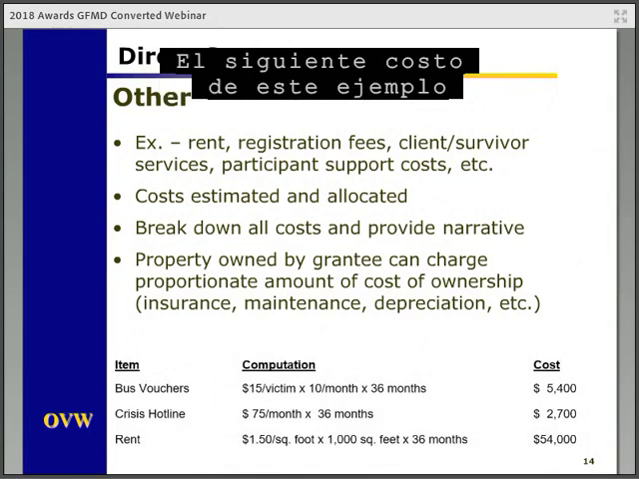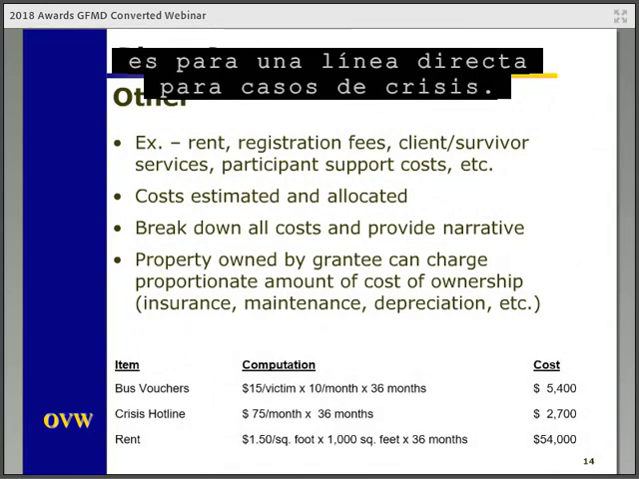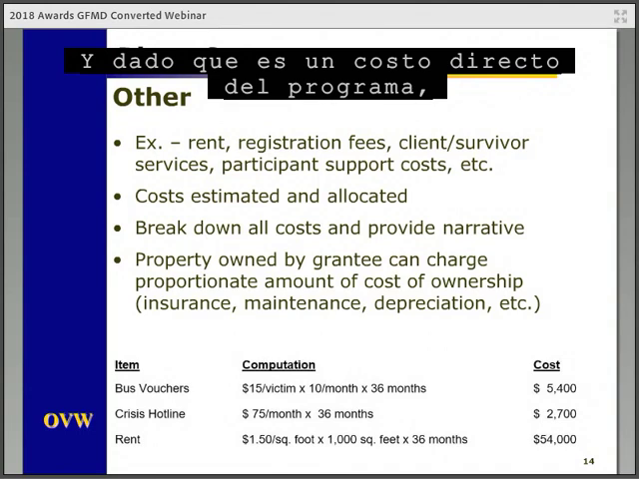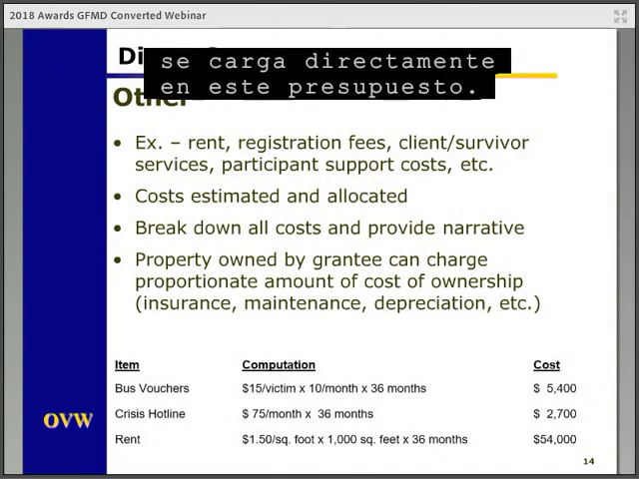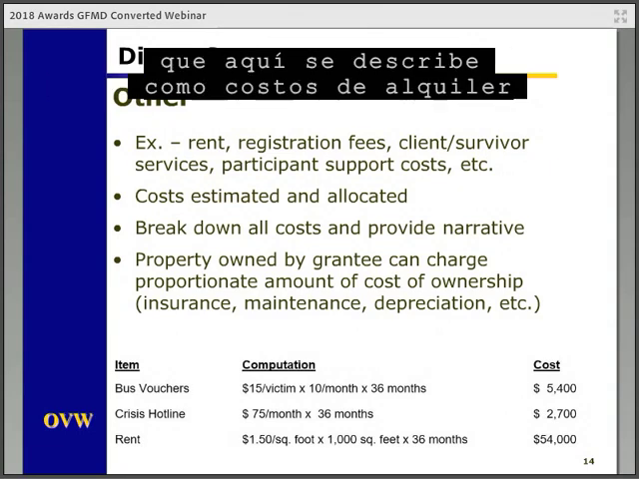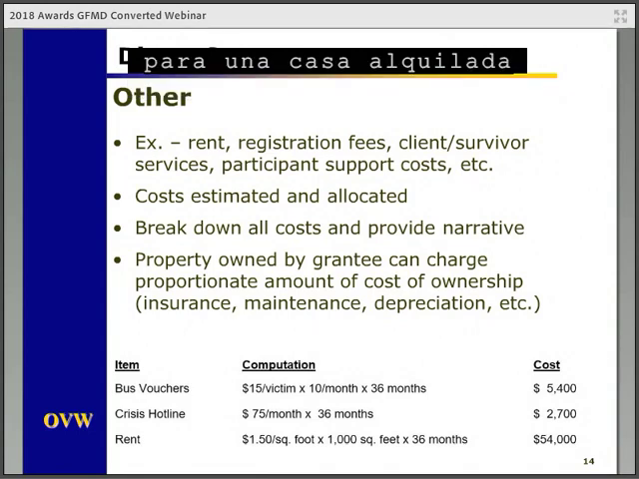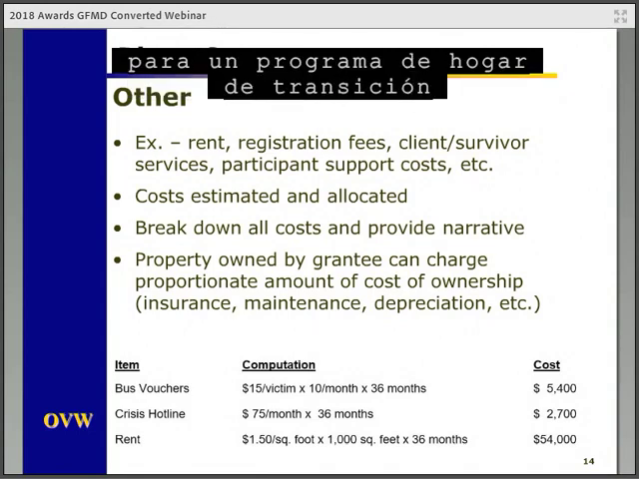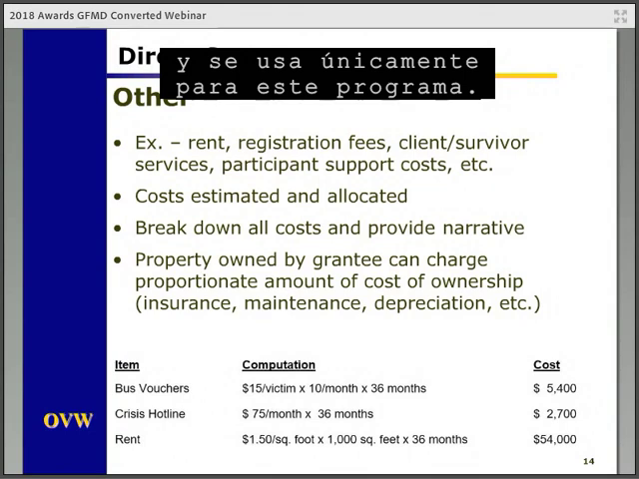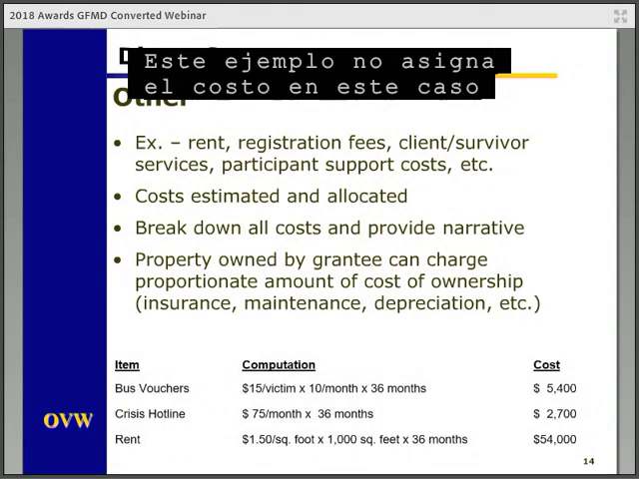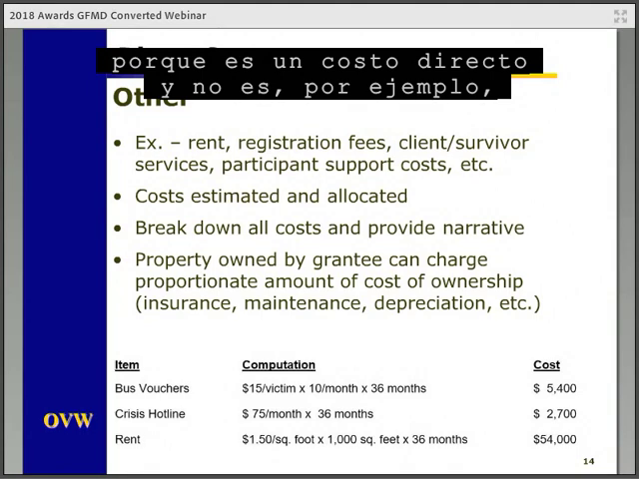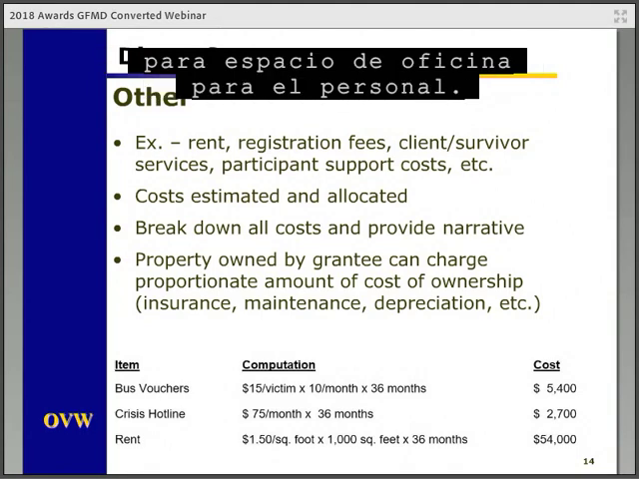The next cost in this example is for a crisis hotline, and since it's a direct cost to the program, it's charged directly in this budget. And last year's rent, but in the narrative, it is described as the rental cost for a rented house for a transitional housing program, and it's used solely for the purpose of the program. So this example does not allocate the cost in this case because it is a direct cost, and it's not, for example, your staff office space.